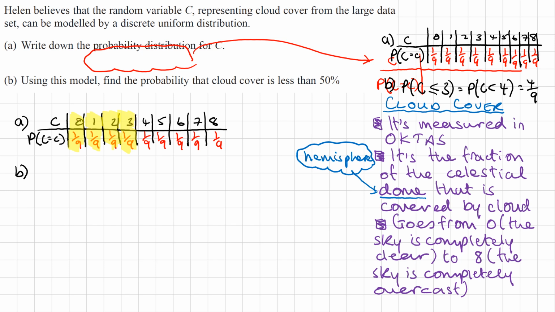So I could write down that I've got the probability of C, let's get the right color, you can't see that in yellow. Probability that C is less than or equal to 3, or you could write it as the probability that C is less than 4. In either case, that's going to be 4/9 for the probability that the cloud cover is going to be less than 50%.